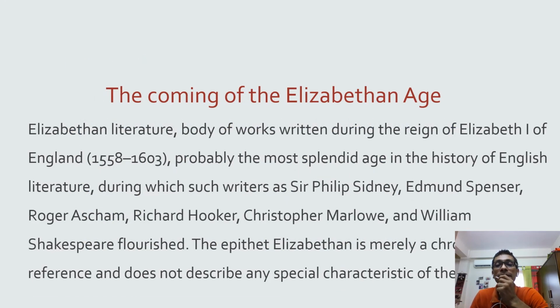Okay, so I have tried to give you a holistic description of the Elizabethan age, what actually happened. You can see it from these slides in a nutshell. Elizabethan theatre: the body of works written during the reign of Elizabeth I of England, probably the most splendid age in the history of English literature, during which such writers as Sir Philip Sidney, Edmund Spenser, Roger Ascham, Richard Hooker, Christopher Marlowe, and William Shakespeare flourished. The epithet Elizabethan is merely a chronological reference and doesn't describe any special characteristic of the writing.